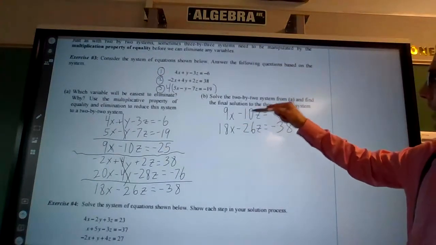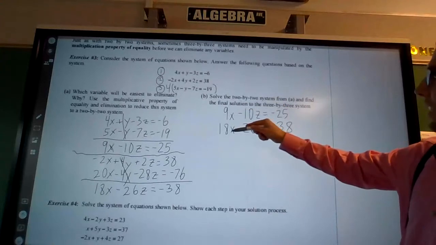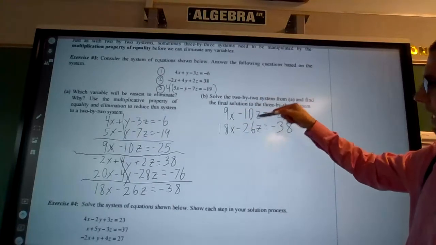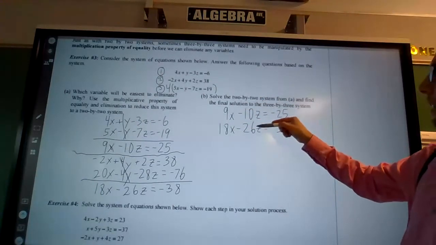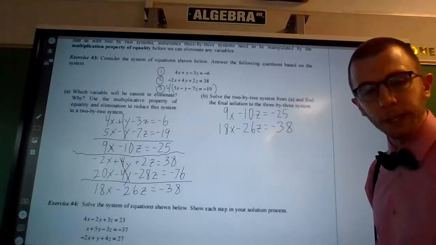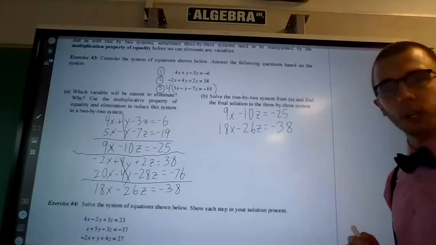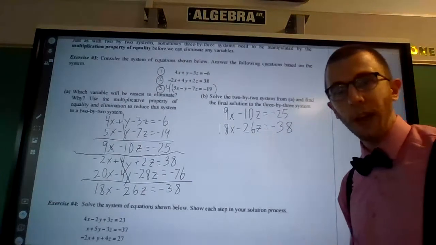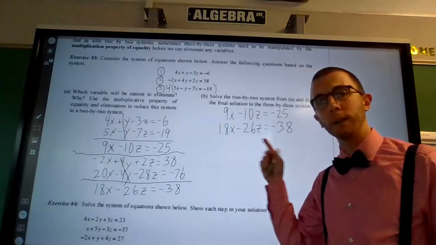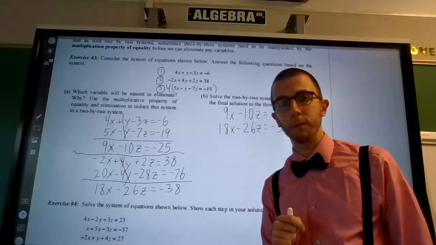So now I'm looking. I have 9x and 18x, negative 10z and negative 26z. I have to figure out what would be easiest to multiply one of these equations by so that my coefficient of one variable will be opposite.